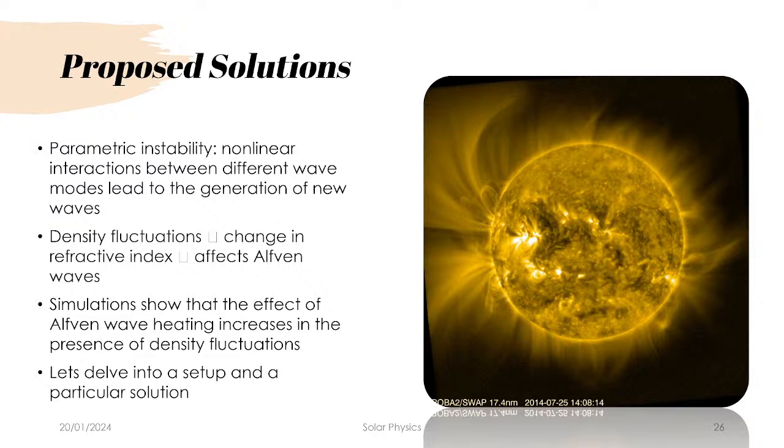And secondly, there are simulations which show that alpha wave heating increases in the presence of density fluctuations. So you can run simulations to verify that. So now let's delve into the setup and a particular situation, a particular solution, and with that we'll almost be done, right? So this is the photosphere and about chromosphere corona.